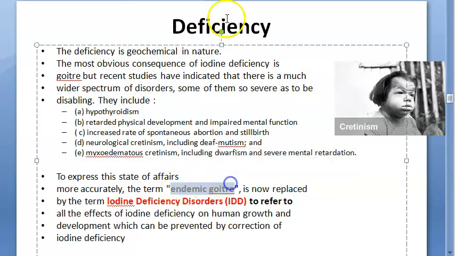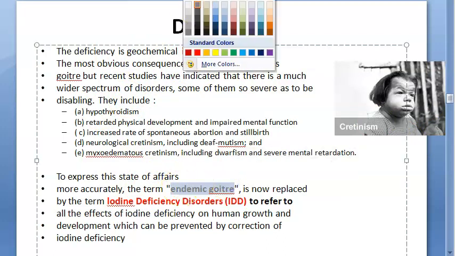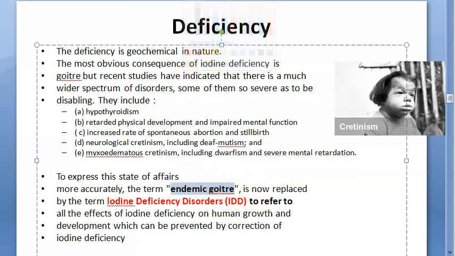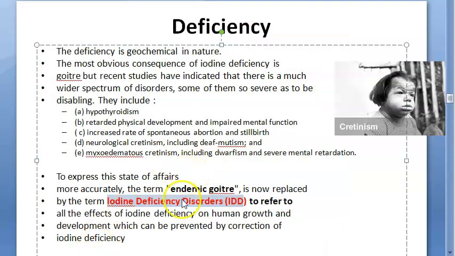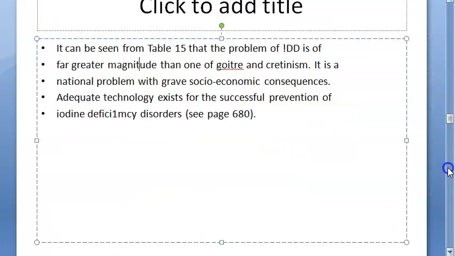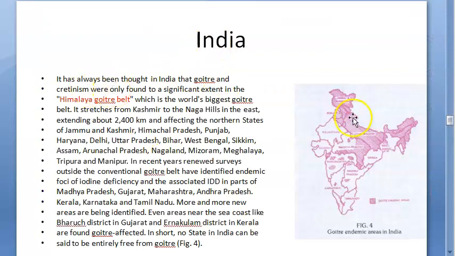Now, instead of endemic goiter, they are not using the endemic goiter terminology. They're using iodine deficiency disorders. IDD is the term because it doesn't just cause goiter. It is not endemic goiter. It is IDD, iodine deficiency disorders. Okay. So what else did we see? We saw that in India we have the Himalayan goiter belt, from Jammu Kashmir to the Naga Hills in the east. Everywhere here there is iodine deficiency.